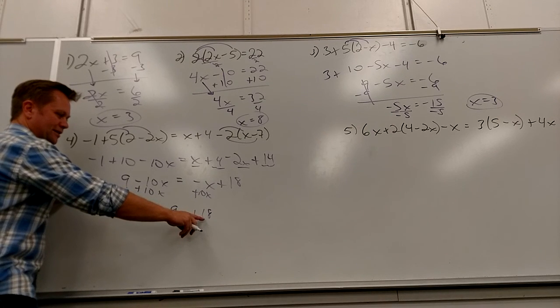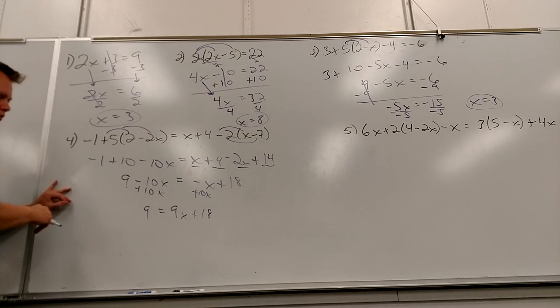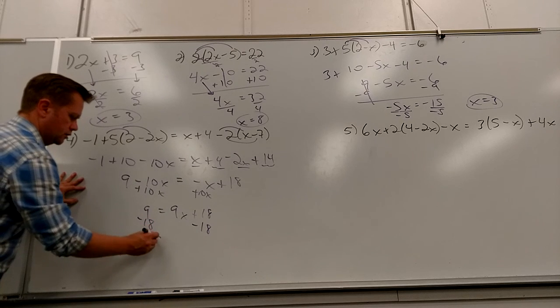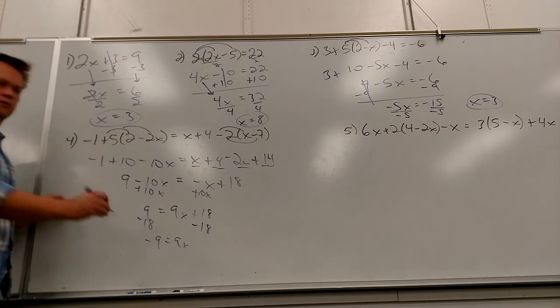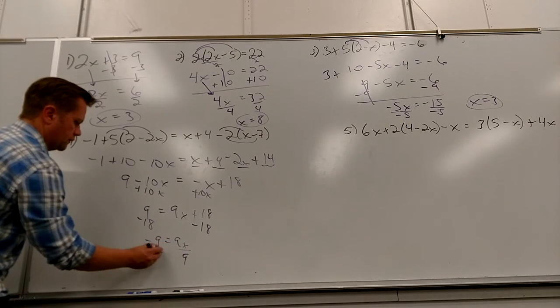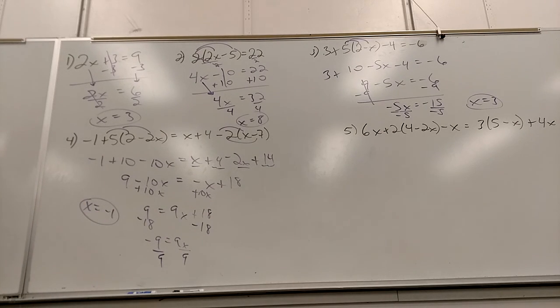It's -9. You minus 18 from both sides. So you subtract 18 now. Get them over there. So you get -9 equals 9x. And then you just divide by 9. Almost always divide last. So you get x equals -1. And if you plug a -1 back in, it should work out.